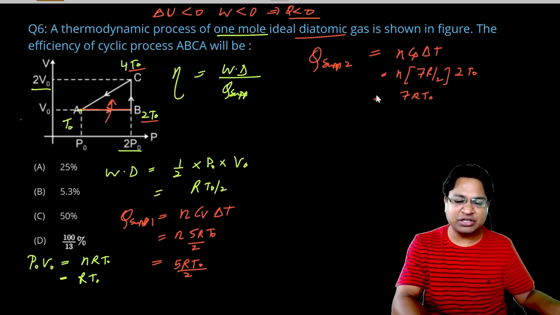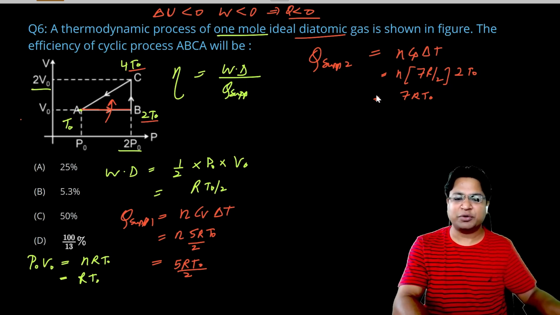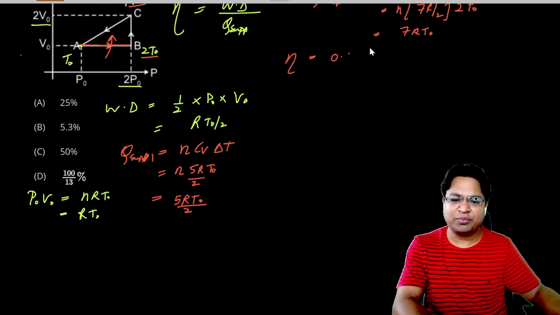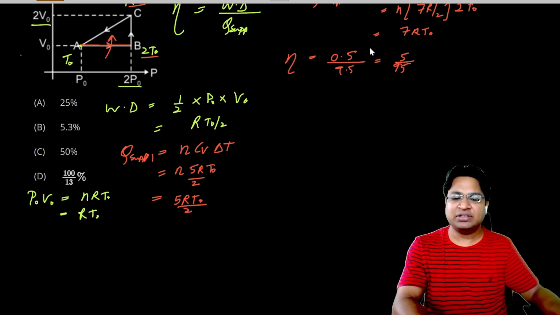So the total heat supplied is 2.5 R T naught plus 7 R T naught, that is 9.5 R T naught, and the work done was 0.5 R T naught. So the efficiency would be 0.5 R T naught upon 9.5 R T naught. R T naught will get cancelled, and here 7 plus 2.5, that is 9.5. So it is 5 upon 95, and this is in fraction.